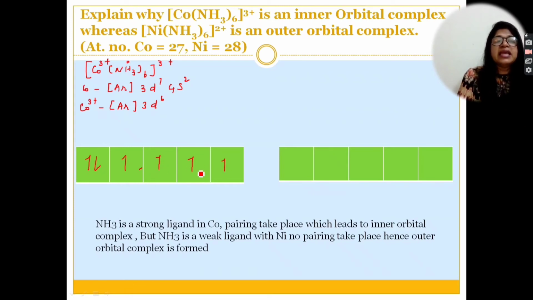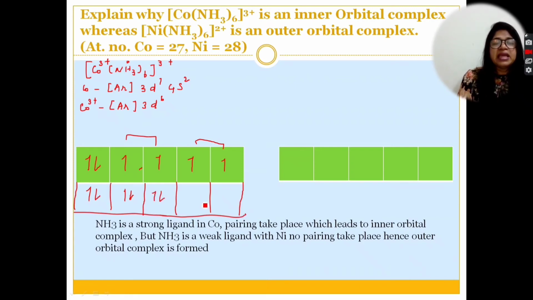Now you can see NH3 is a strong ligand. When NH3 is a strong ligand, what happens? These two will pair and these two will pair. When they pair, what happens? You can see after pairing, the inner 3d orbital is taking part in bonding. So it is called the inner d orbital complex.